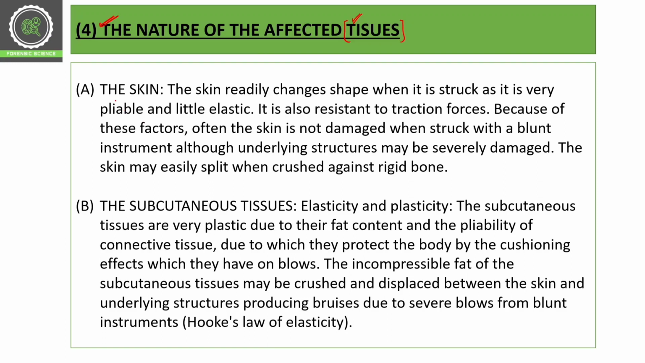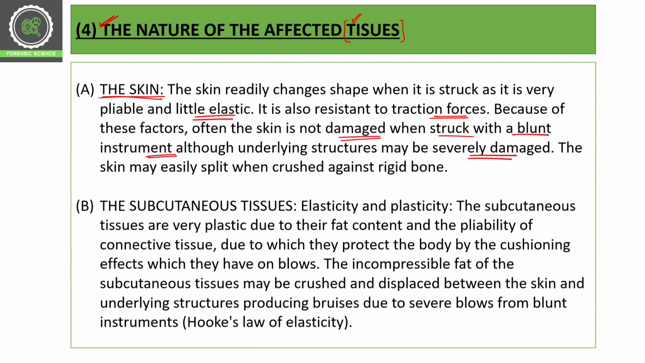For example, first is the skin. We are talking about the skin. The skin radially changes shape when it is struck, as it is very pliable and a little elastic. Okay, it is also resistant to transaction forces, and because of these factors often the skin is not damaged when struck with a blunt instrument, although underlying structures may be severely damaged. So the skin is not that damaged, but underlying structures beneath the skin might get the damage.